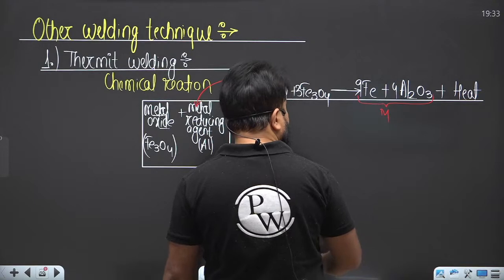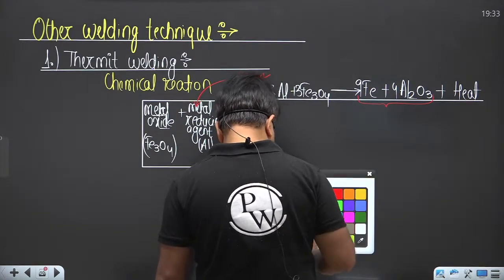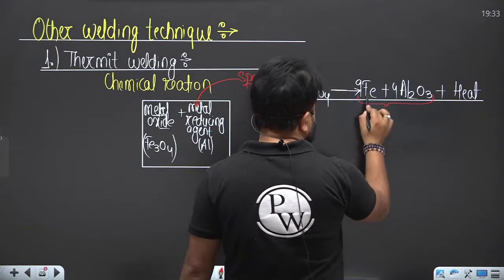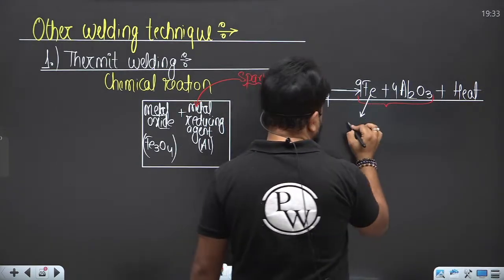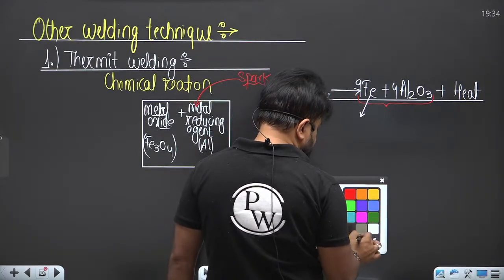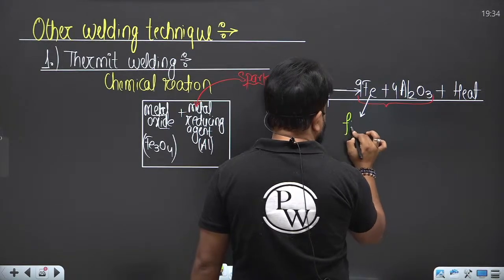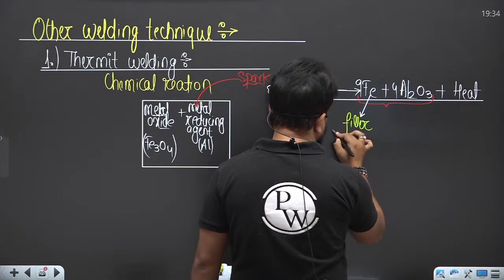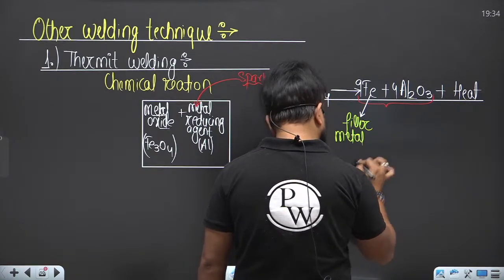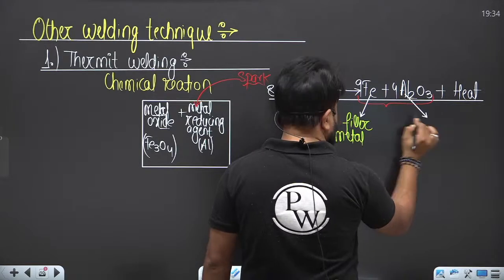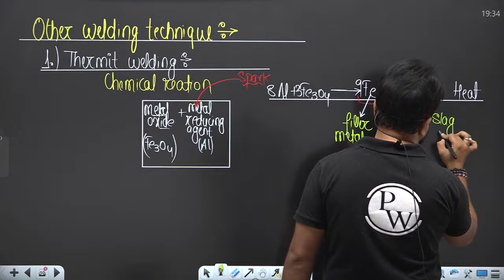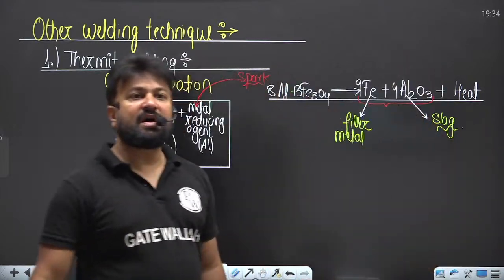First of all, let me write down. This is the filler metal. This will act as a filler molten metal, right? And this will act as a slag, right?